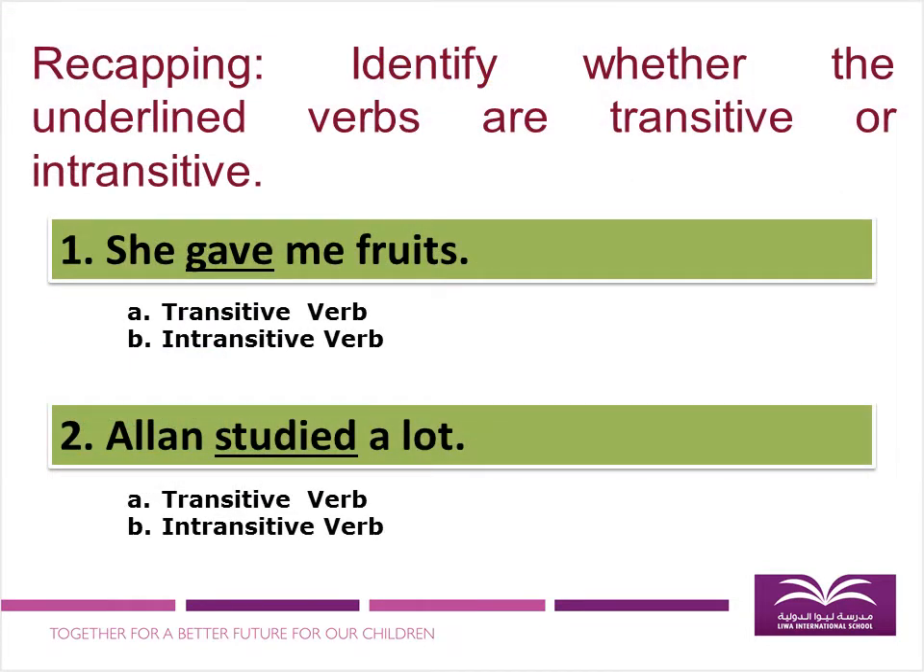Now let us do the recapping. Identify whether the underlined verbs are transitive or intransitive. Number 1. She gave me fruits. A. Transitive verb. B. Intransitive verb. Number 2. Alan studied a lot. A. Transitive verb. B. Intransitive verb.